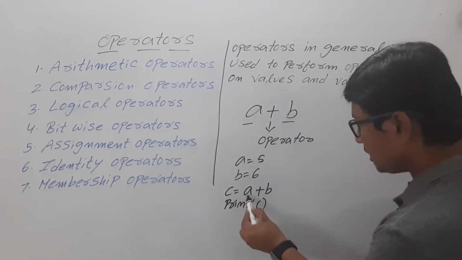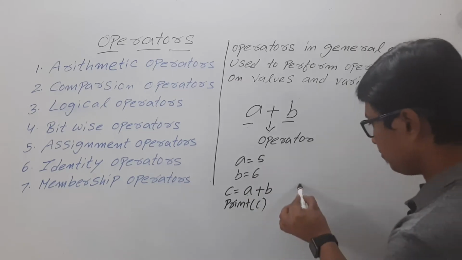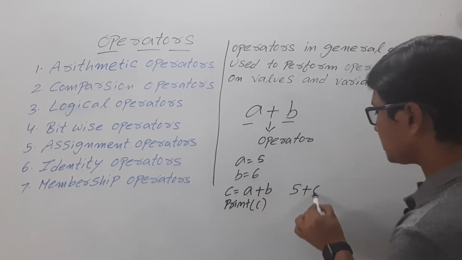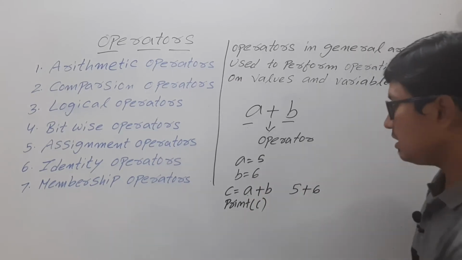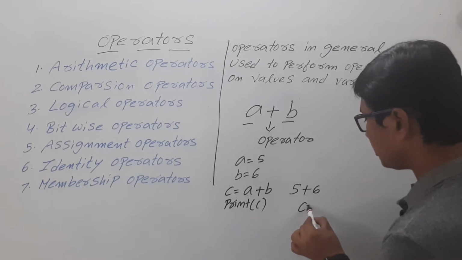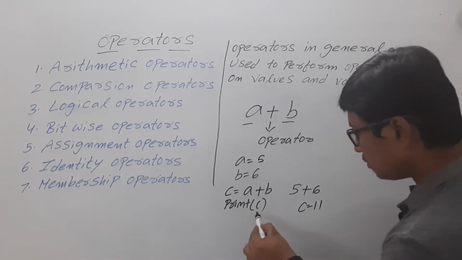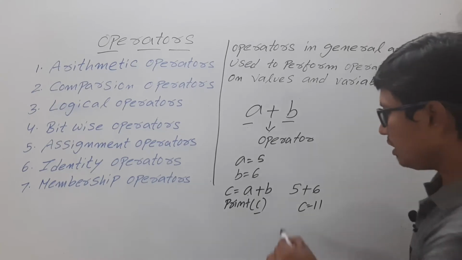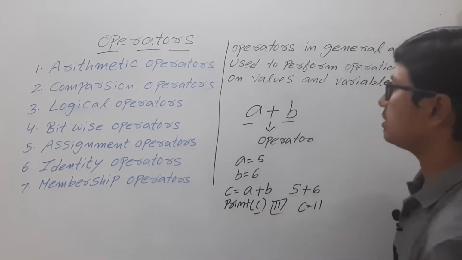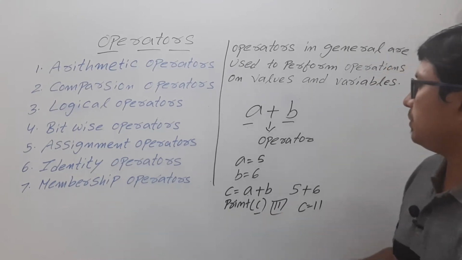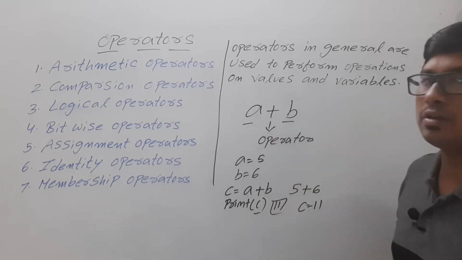Now a, what is the value? 5. Plus, what is the b value? 6. So 5 plus 6, 11. That value will be assigned to the variable c, and then you are printing that variable. So 11 will be printed as an output. So a and b are the operands and plus is an operator.